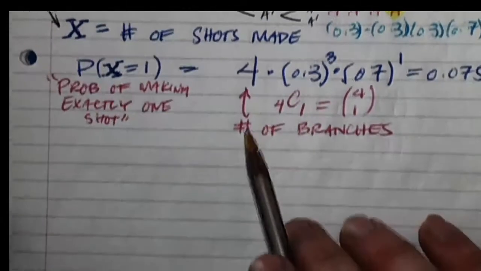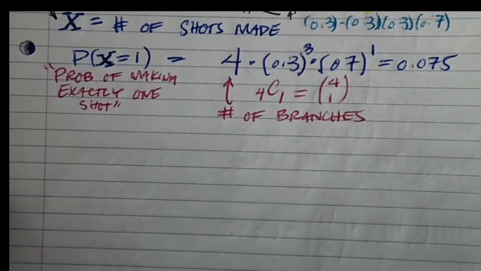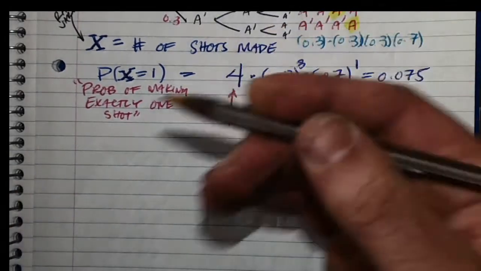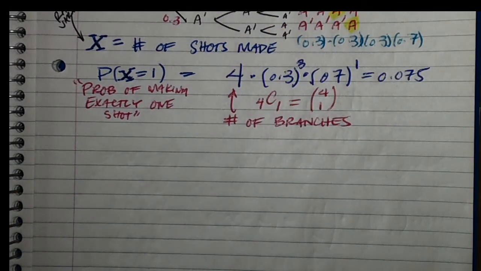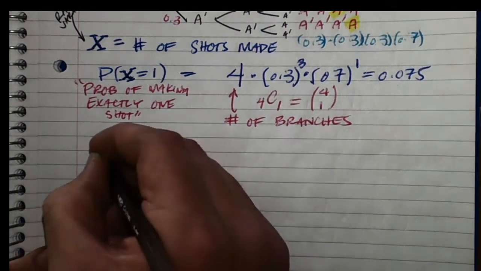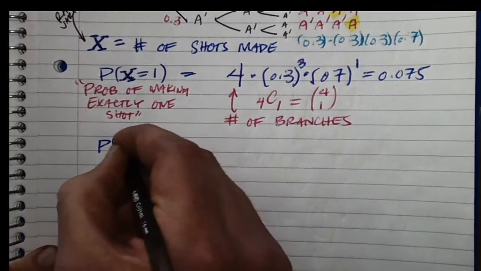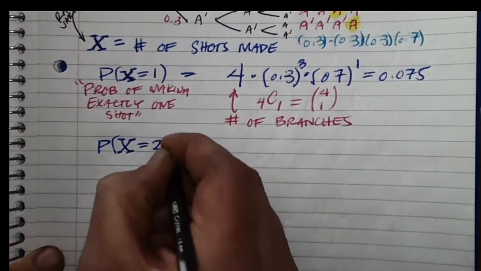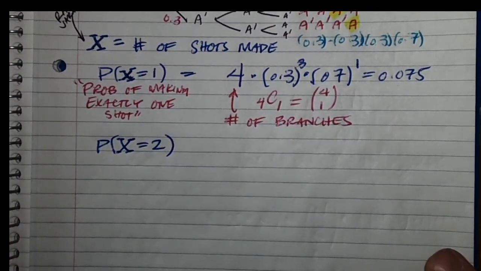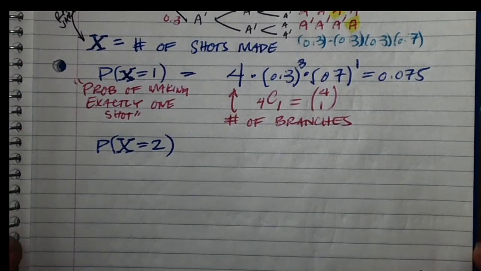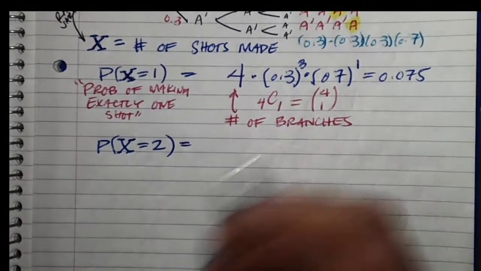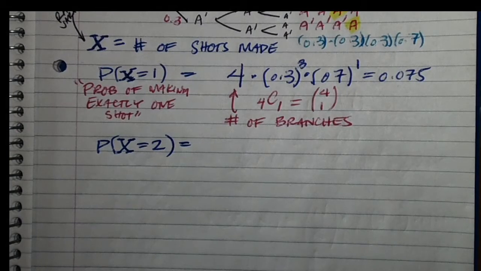And so let's do one more, and I think then you'll be ready to write a formula out of this. Okay, the second one we'll do is making exactly 2 shots for the win. And do you know how many branches there are that result in 2 shots?